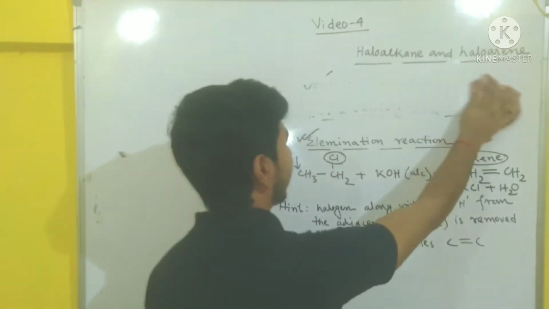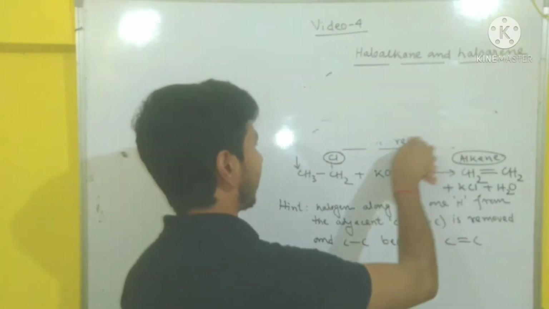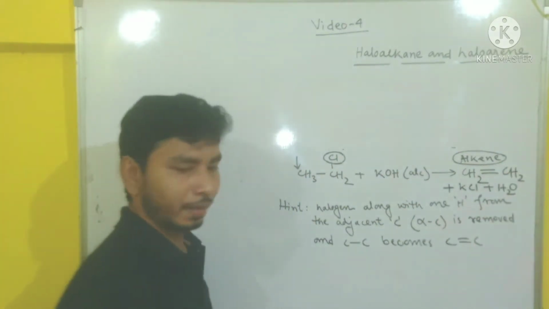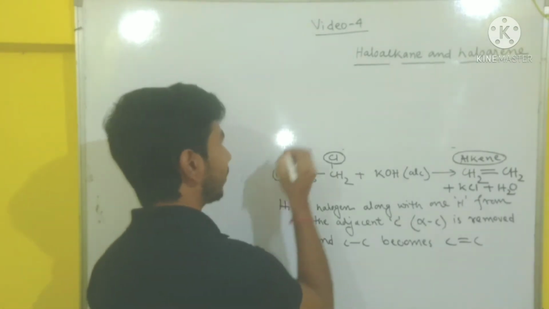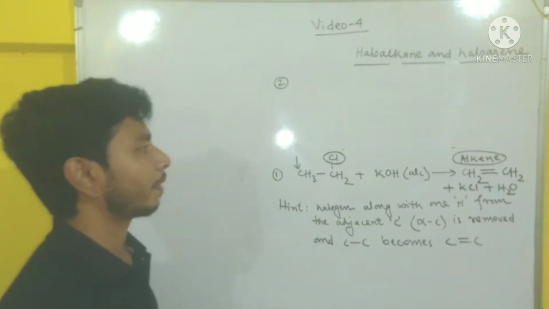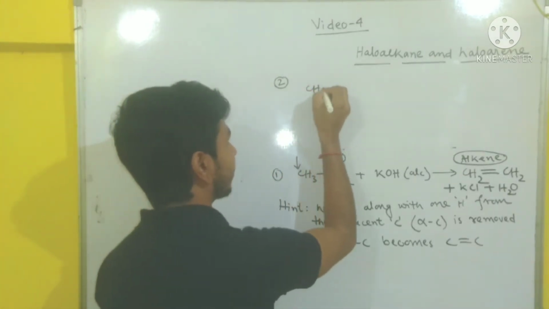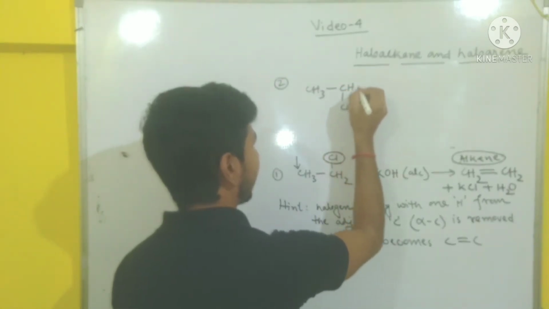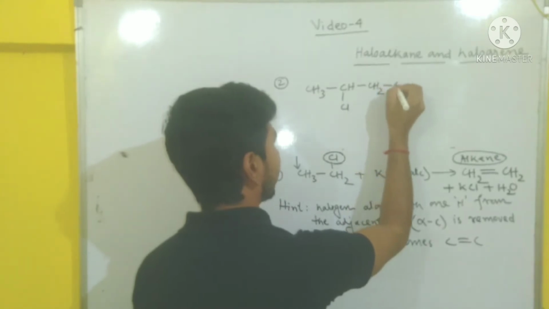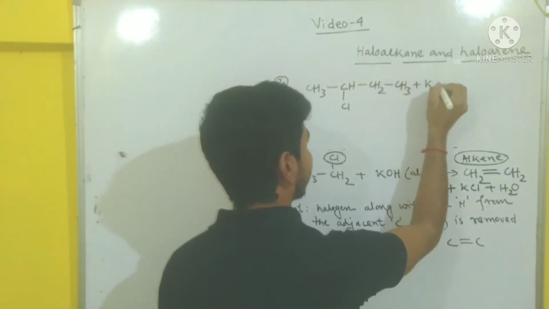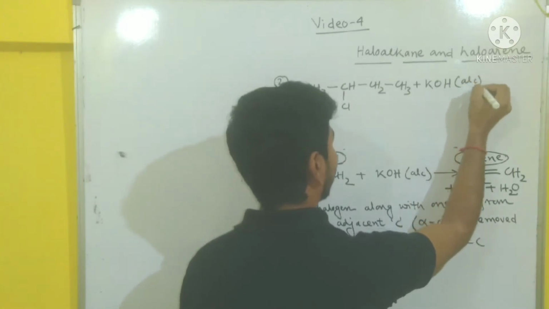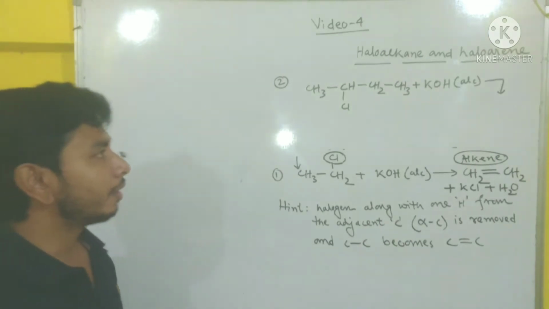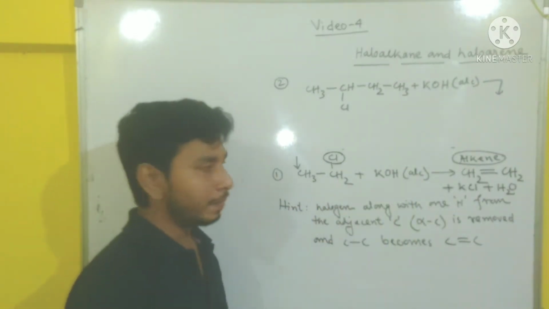Now let us use another example. This is example 1, and this is example 2. Suppose CH3 CH Cl CH2 CH3 plus KOH, alcoholic KOH. Now what will be the product? Alcoholic KOH means it is an elimination reaction.